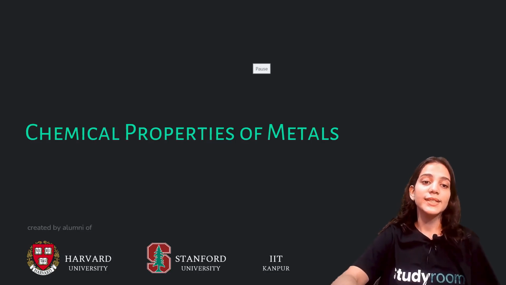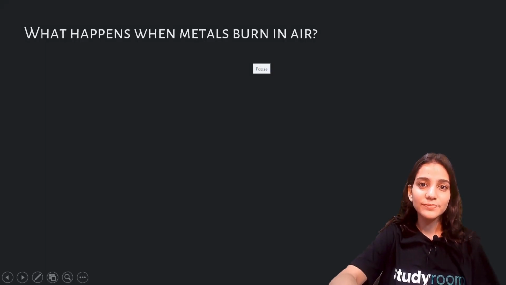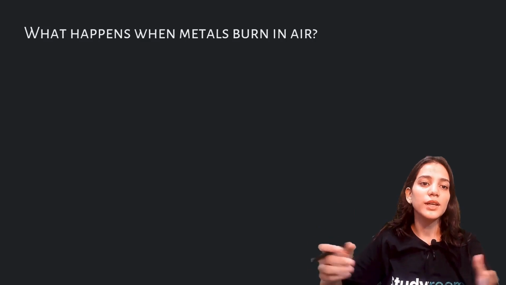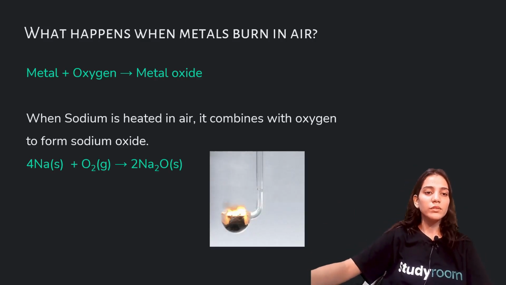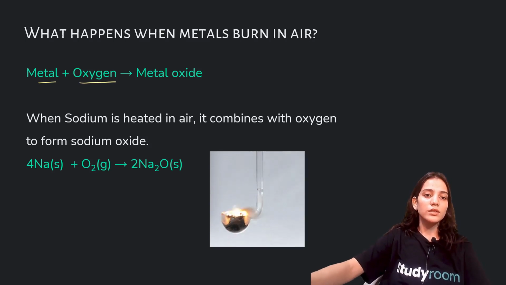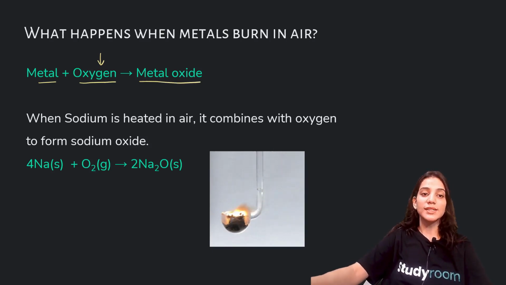Now, chemical properties of metals. Have you ever wondered what happens if we burn metals in the air? Whenever metal is burnt in the air, definitely air consists of many other gases too, but we suppose whenever metal is burning in the presence of oxygen, it forms metal oxide.